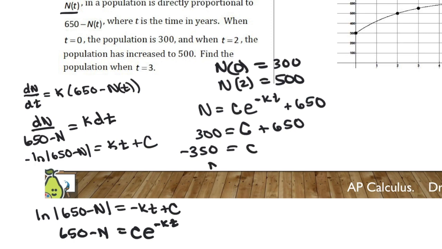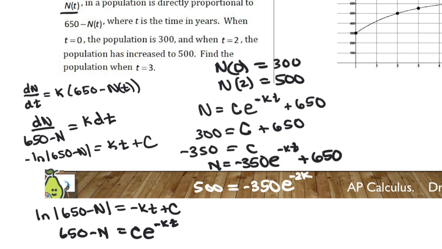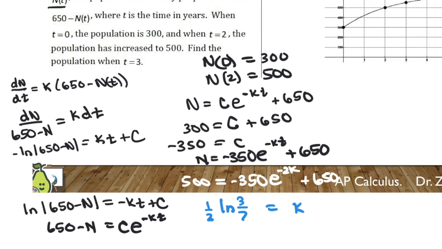All right, we're getting somewhere now. So n equals negative 350 e to the negative kt plus 650. But then we want to solve for n of 2 equals 500. So we know that 500 equals negative 350 e to the negative 2k plus 650. And when we solve for k, we're going to get a nice little 1/2 times the natural log of 3/7. So do the math and you will see it.